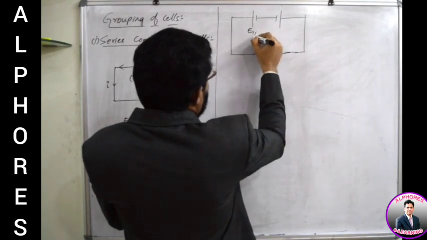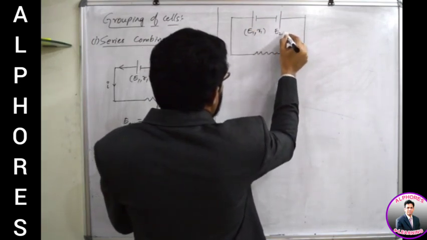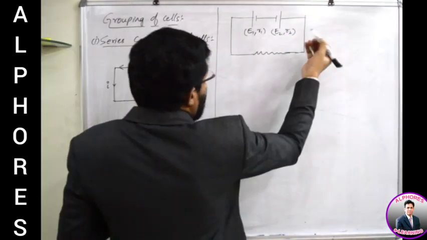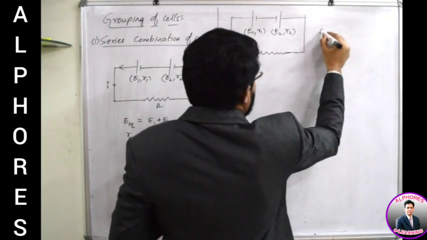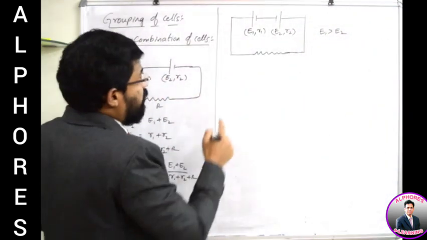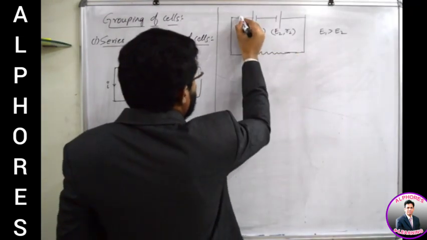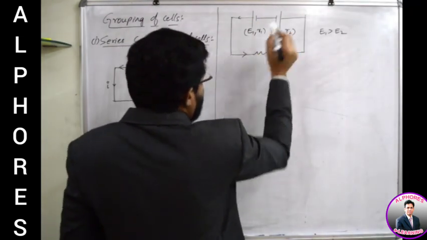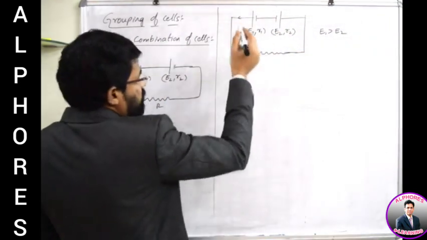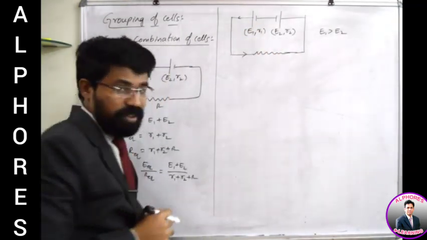Let its value be E1, internal resistance R1, EMF for the second cell E2, internal resistance R2. Okay. I'll assume one condition, E1 is greater than E2. If that is the situation, the current driven by this cell will dominate. So the direction of current will be like this. If at all E2 is greater than E1, then the current direction will be clockwise. Since E1 is greater than E2, the current direction will be anti-clockwise.